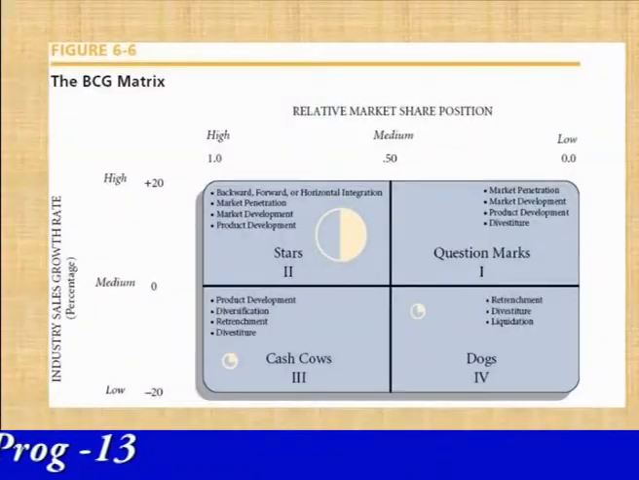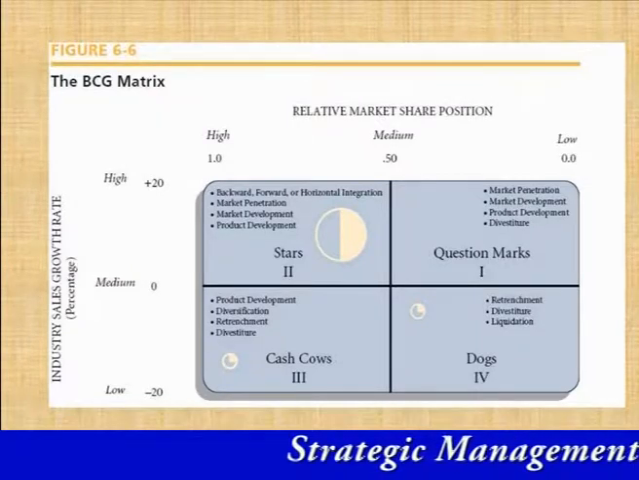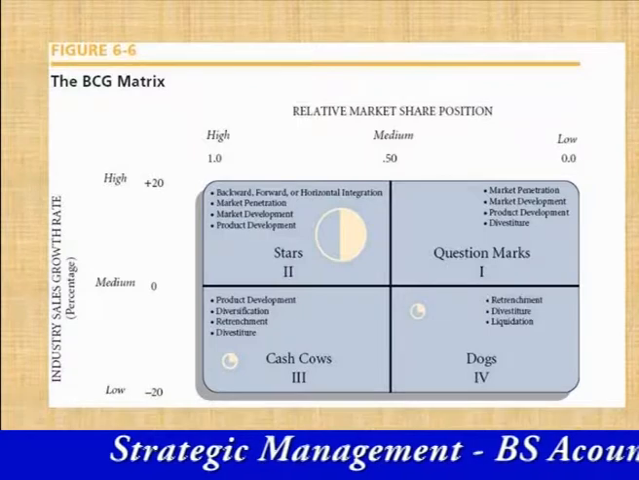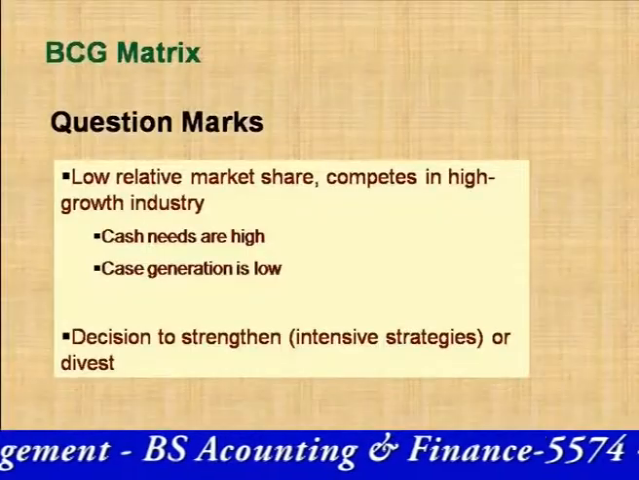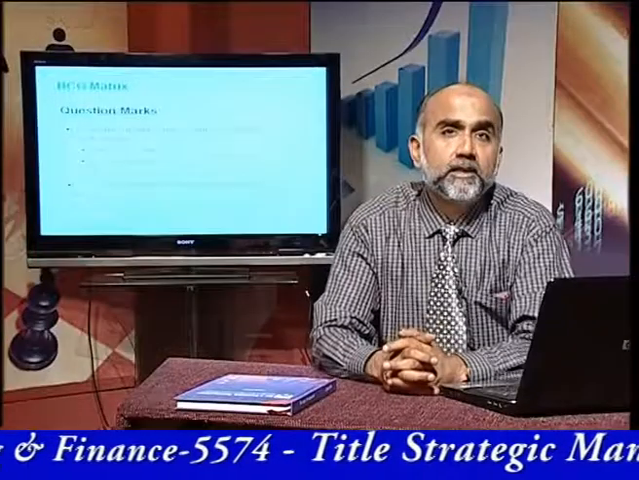In your relative market share, as you can see, I have these four quadrants, which go from high, medium, low, or you can do it vice versa, low, medium, high. There is a star quadrant, a question mark quadrant, a cash cow quadrant, and the final quadrant, the dog quadrant. What do these question marks do for you? They are basically low relative market share. It competes in a high growth industry, meaning they are in an industry with growth, but relatively their market share is low.